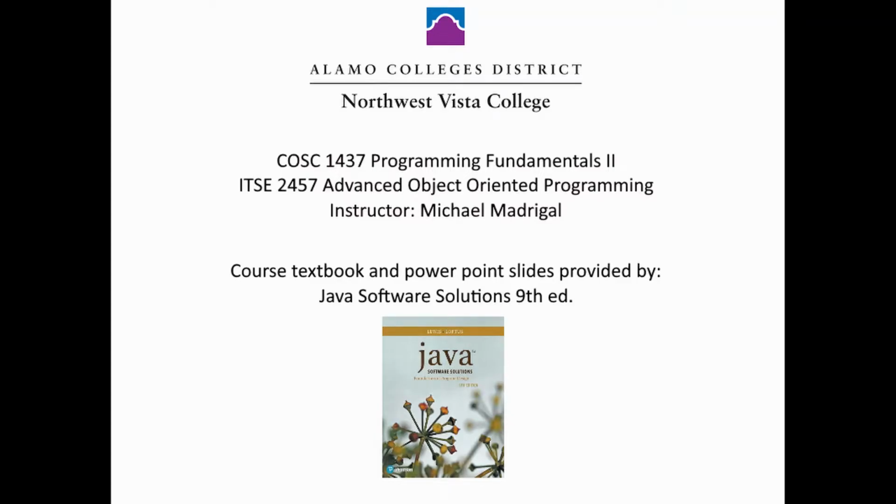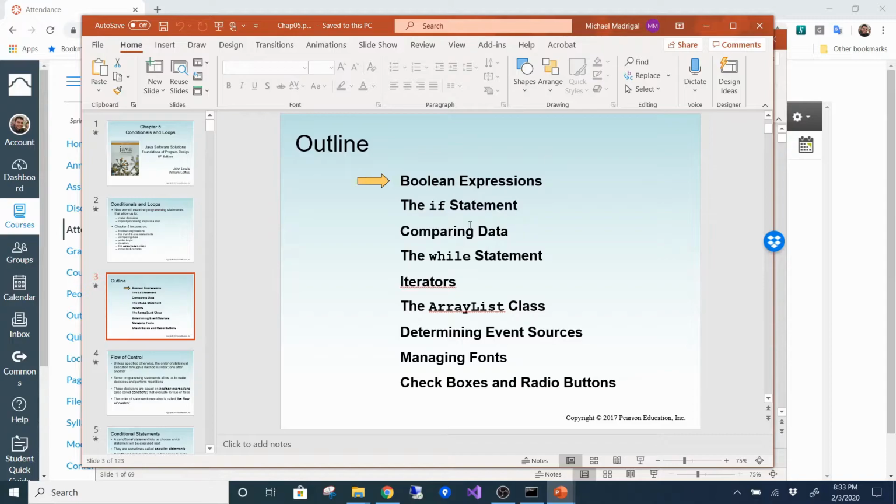All right, so from chapter 5, what we're going to review is the if statement, the Boolean expressions, comparing data, and the while statement. We didn't really cover any of this stuff like the iterators and the array list, but it's something we're going to talk about in Java 2. So I'm not going to cover it now. We'll just go back to it when we're done reviewing.